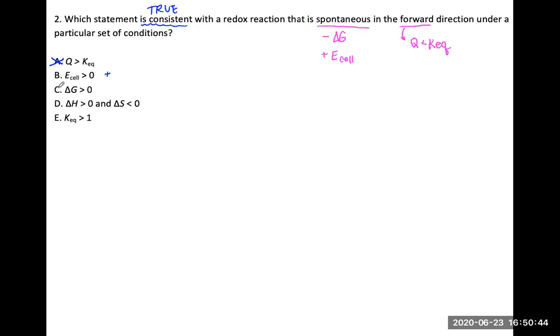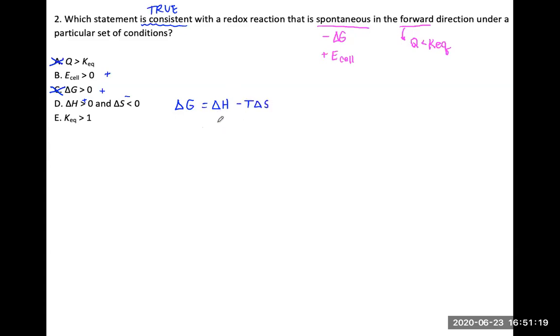Here we can see we have delta G greater than 0, so positive delta G. And that would correspond to a non-spontaneous reaction. That's out. And here in D, they say when delta H is positive, and delta S is negative. This is a little bit of a throwback, but we can still use our thermal thought process to answer this question, where we have our favorite equation, delta G equals delta H minus T delta S.